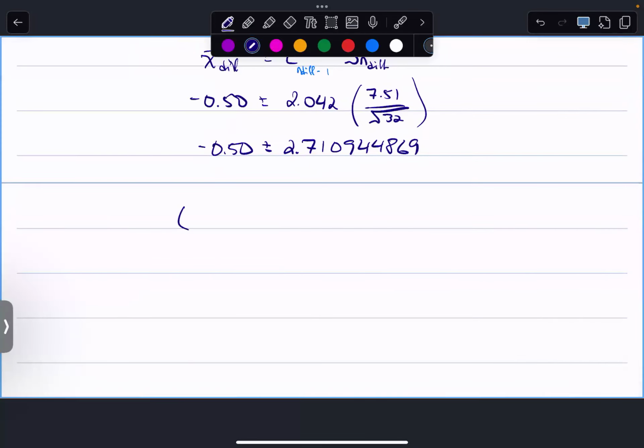So I can build my interval. Let's just round this to 2.71. I've captured a lot of activity. Not a lot happens after the 1. And so -0.50 plus minus 2.71. -0.50 minus 2.71, I get -3.21, up to -0.50 plus 2.71, up to 2.21.